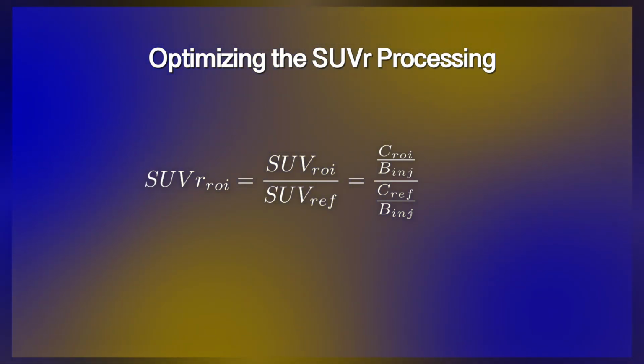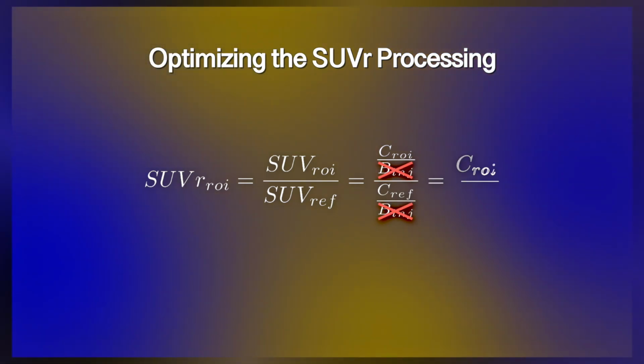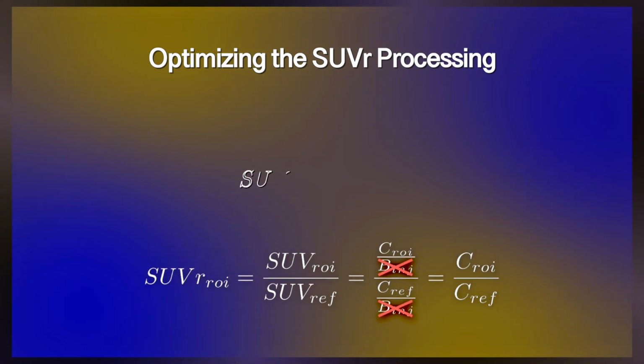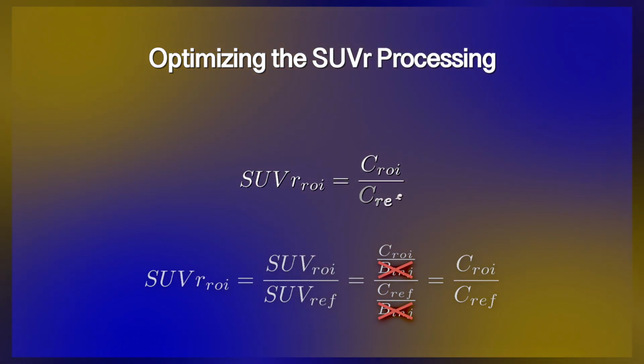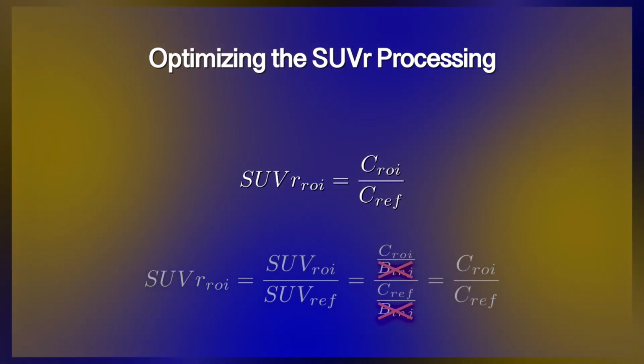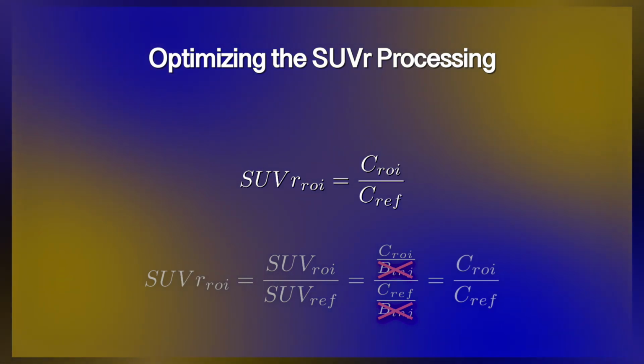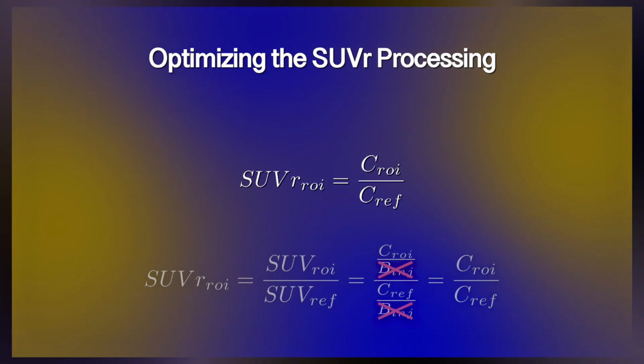So we can just go ahead and cancel that constant, and we have that the SUVr of a region of interest is equal to the PET pixel intensity value of that region of interest over the PET pixel intensity value of that reference region. So for the purposes of SUVr or Centiloid focused pipelines, we can remove the need to ingest the clinical data needed for the SUV.